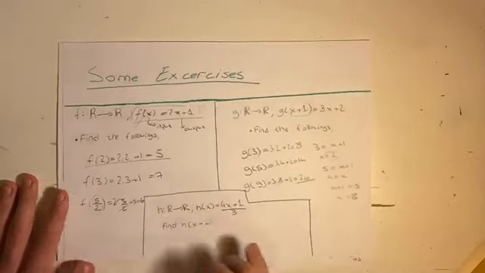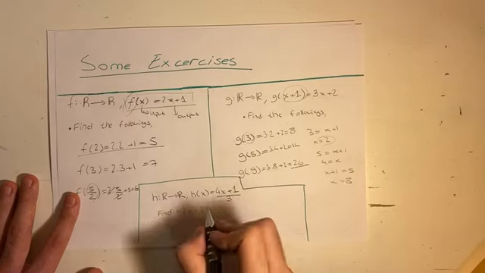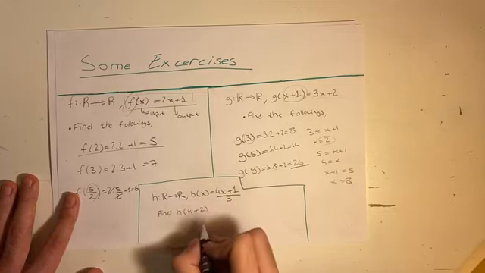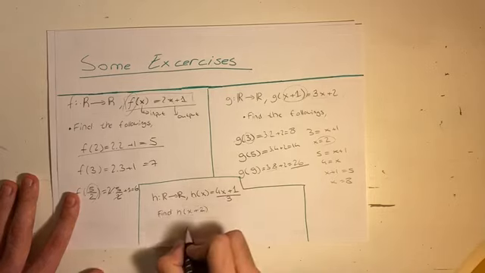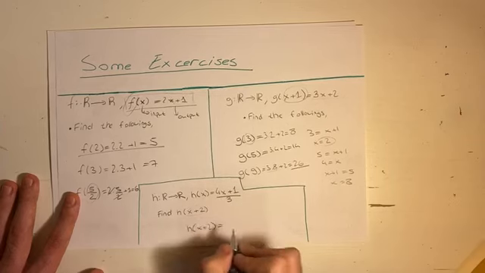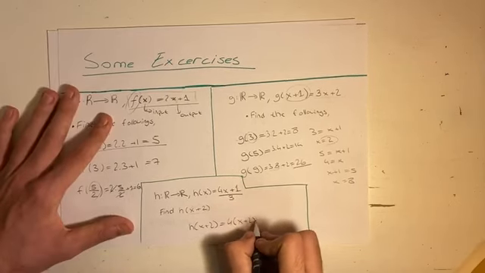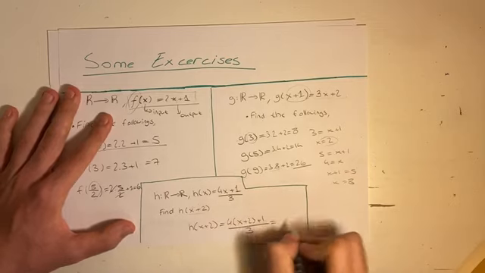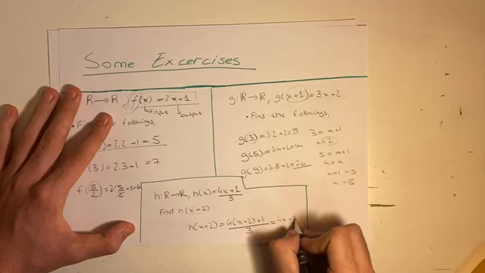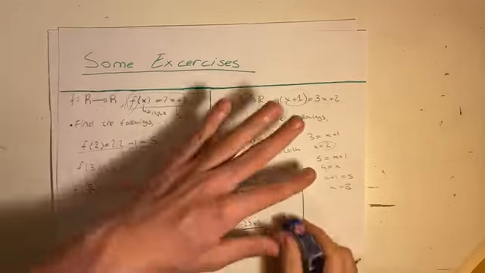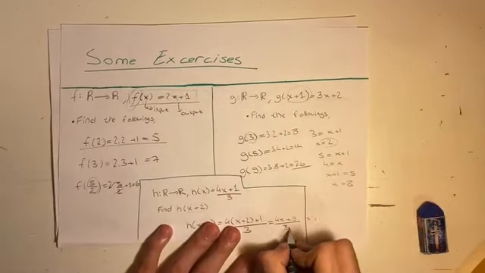Okay, so the last question here. They want us to find f of x plus 2. So we need to substitute x plus 2 instead of x. So let's do it. Here, 4 times (x plus 2) plus 1, over 3. That is 4x plus 8 plus 1, over 3. So here it will be 4x plus 9 over 3. This is our answer.